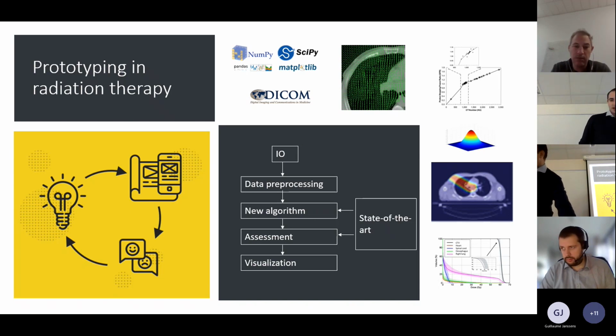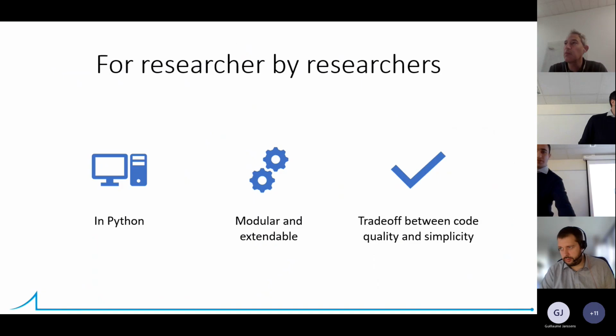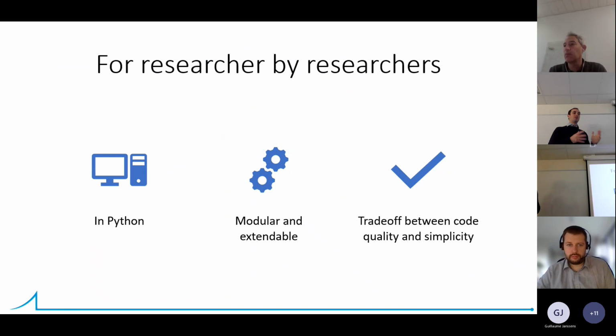We'll have a look at the features that we propose. But first, as I said, this research treatment planning system was designed by researchers, was coded by researchers from UC Louvain and IBA, and really for researchers. So first, written in Python, and we try to be as modular and extendable as possible. And we also have this trade-off between code quality and simplicity, which is very important to us. We want everyone to understand the code, yet it has significant application. So that's really this trade-off between quality and simplicity.